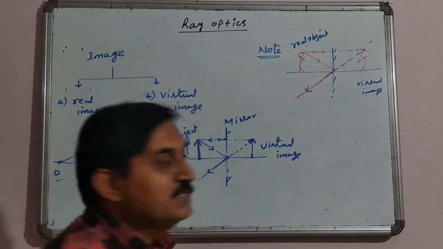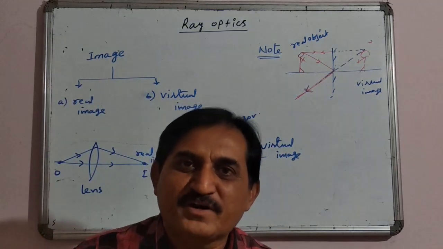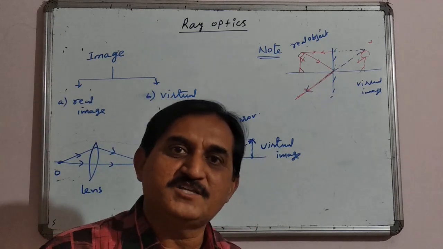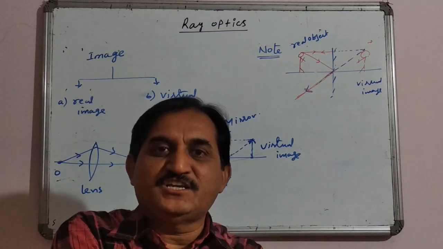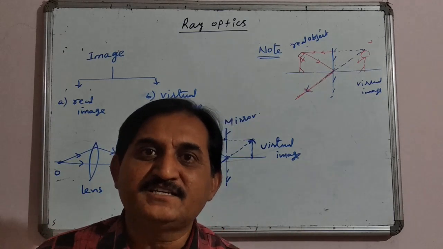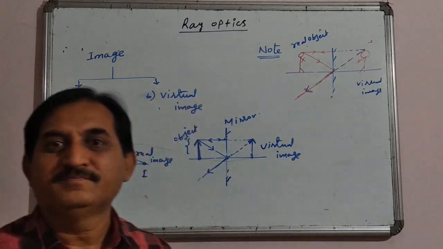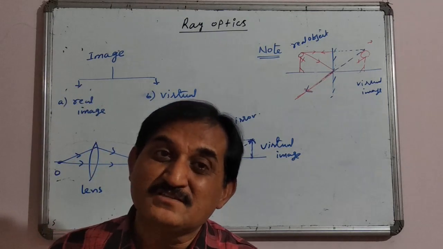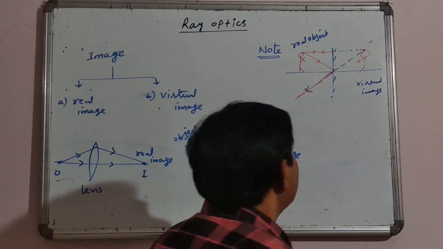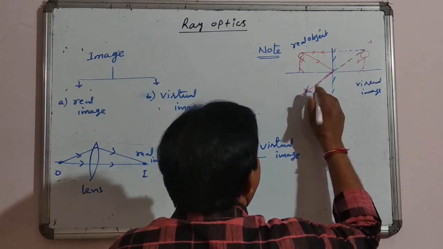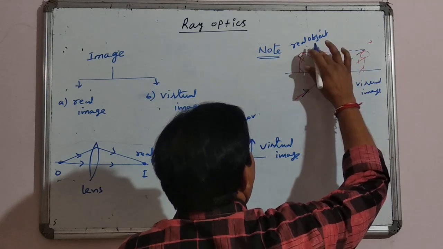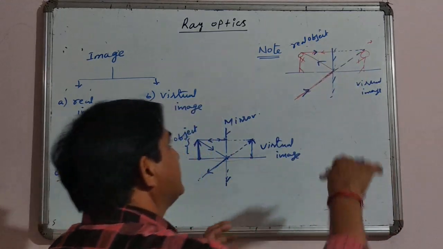Real object. Keep in your mind a very important point. See here, the object and image both will exchange each other whenever the light is reversed. This is known as the law of reversibility. Whenever the light rays are reversed, everywhere the light rays are reversed.